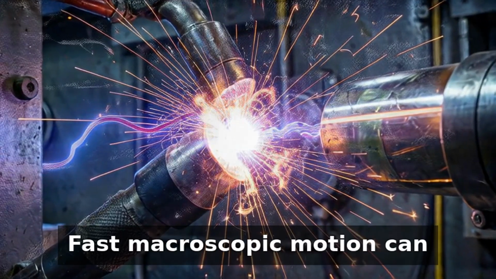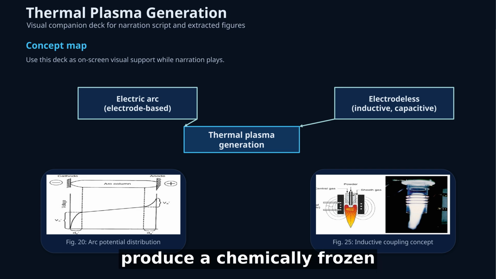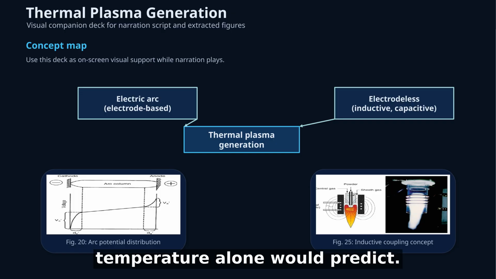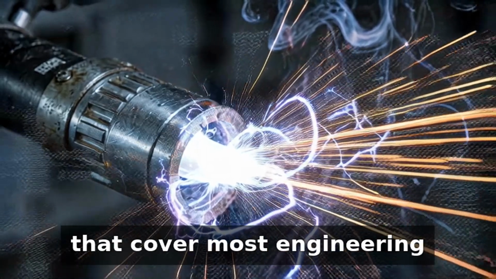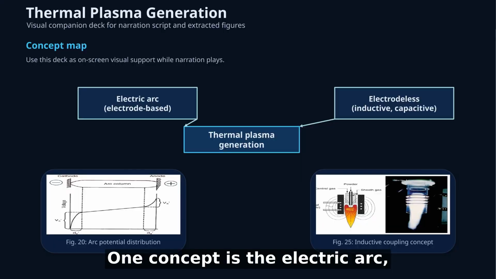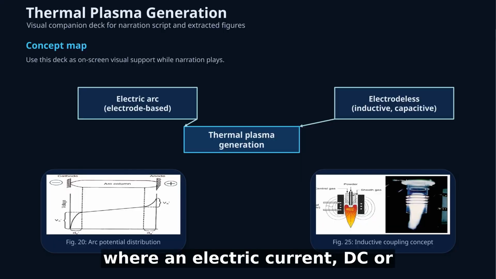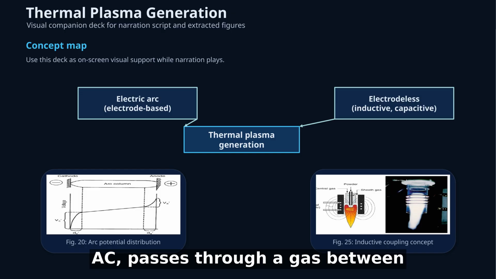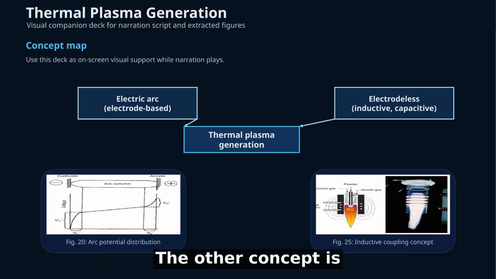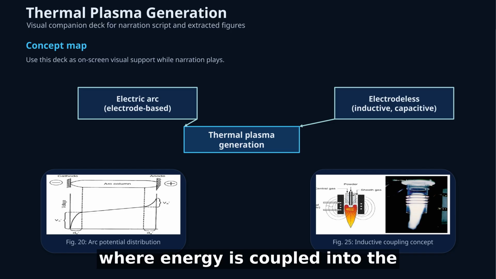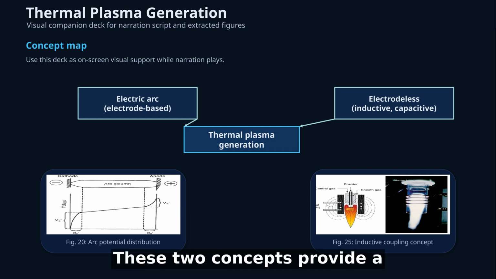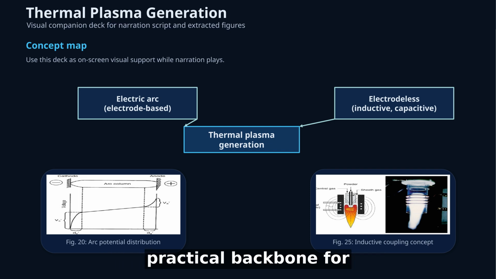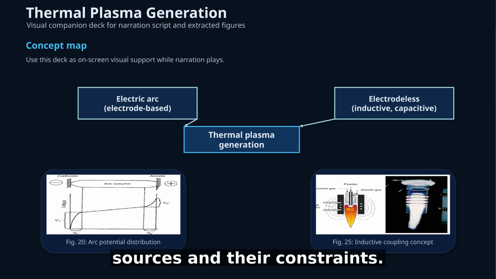Fast macroscopic motion can produce a chemically frozen condition, where electron density remains higher than temperature alone would predict. Thermal plasma generation can be organized into two core concepts that cover most engineering sources. One concept is the electric arc, where an electric current, DC or AC, passes through a gas between two electrodes. The other is electrodeless plasma generation, where energy is coupled into the plasma by capacitive coupling or inductive coupling. These two concepts provide a practical backbone for understanding thermal plasma sources and their constraints.